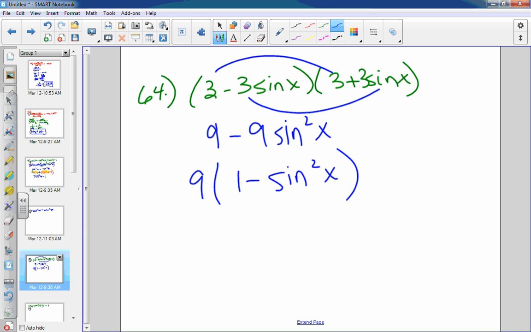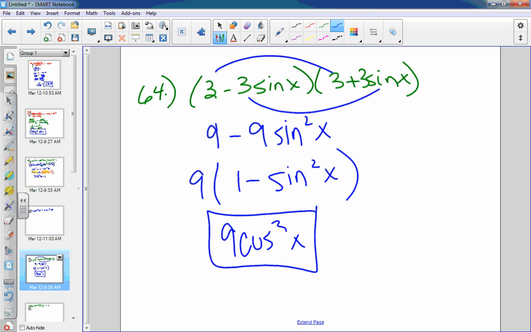Alarm should be sounding in your head. 1 minus sine squared is cosine squared. So this is going to be 9 times the cosine squared of x. Many of you did not get that on your homework. Do you understand why you needed to take that extra step and pull out that GCF now? Make sense? Okay, keep going.